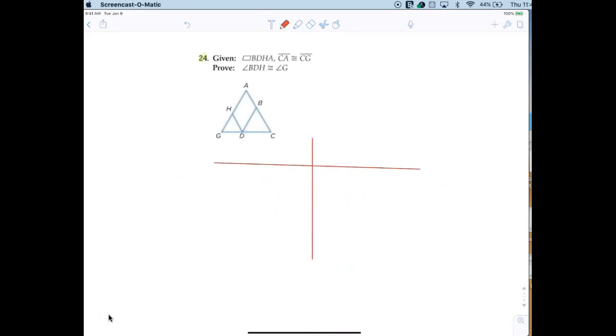All right, so let's see what we have. Statements. And we have some reasons. All right, so we do know that we are given that it is a what? Yeah, we're given that it is a parallelogram.